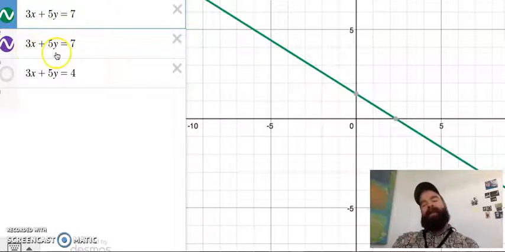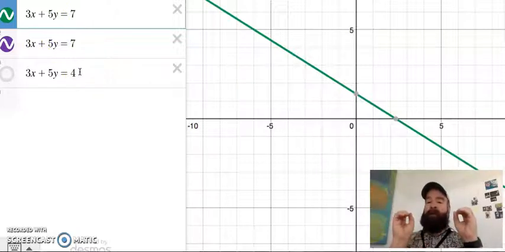If I decided to do elimination here, for instance, I would subtract the bottom equation from the top one to make the x's go away. But when I did that, the x's would go away, the y's would go away, and the 7's would go away. And I'd have 0 equals 0. 0 does equal 0. True statement, right?